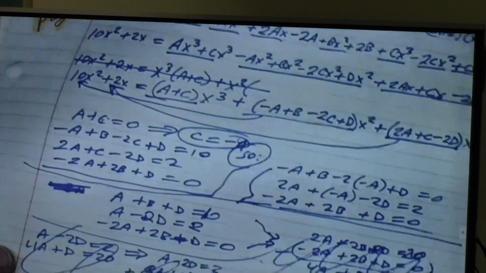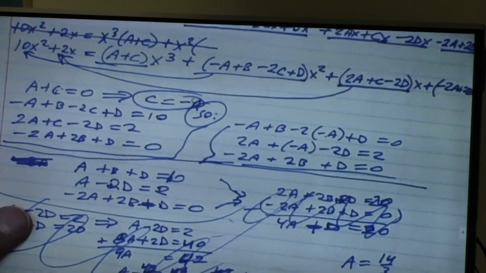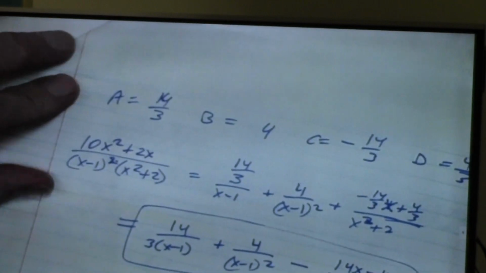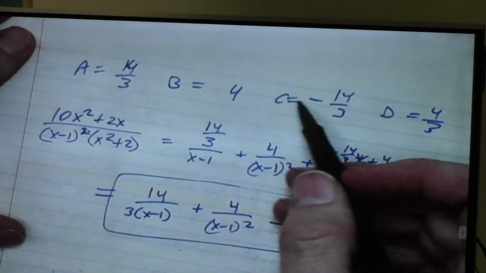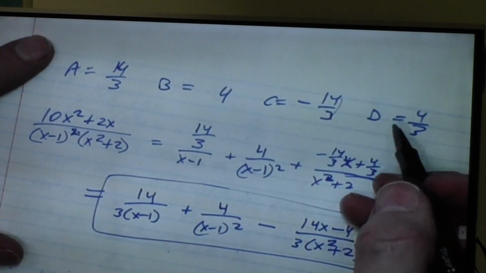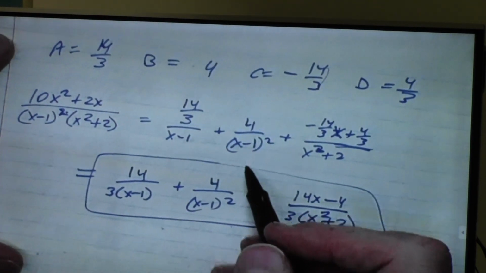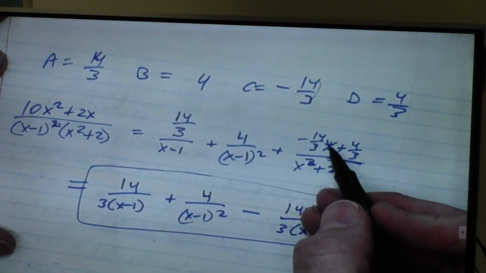Because I was able to get that a is equal to 14 over 3, and then I decided, okay, I'm not going to go any further with it. The end result of this is that a comes to 14 over 3, and b is 4, c is negative 14 over 3, and d is 4 over 3. Put it over a over that, b over that, the c times the x plus the d.